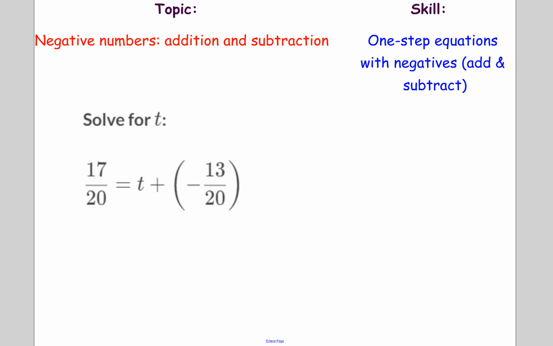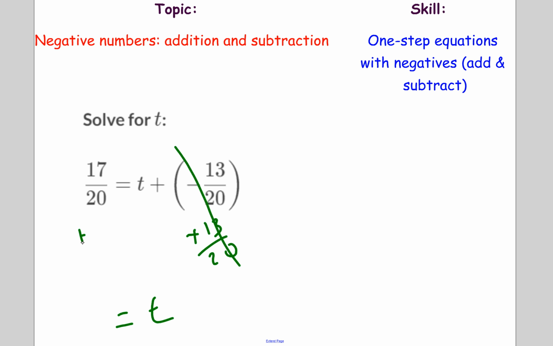So I have 17 equals t plus negative 13/20. Once again, zero pairs will help us figure this out. So what can I add to the right side of this equation to get t by itself? It turns out negative 13 over 20, if I add 13 over 20 to that side, that makes a zero pair, leaving me with just t.